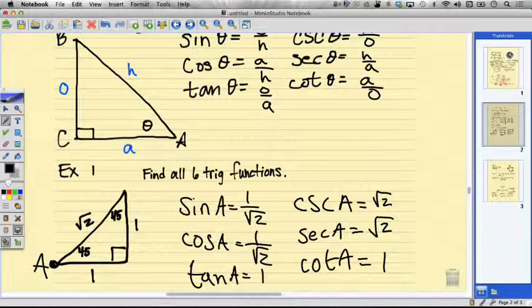This, what we just did, is a big deal. It's going to come up over and over and over. You're going to see these results a lot of the time. They may be rationalized. What is this the same as in terms of rationalization? Square root of 2 over 2. So know that that and that are the same thing. Okay, that will come up from time to time.